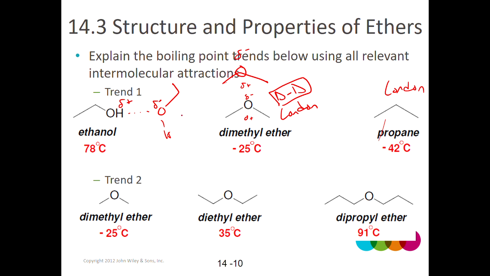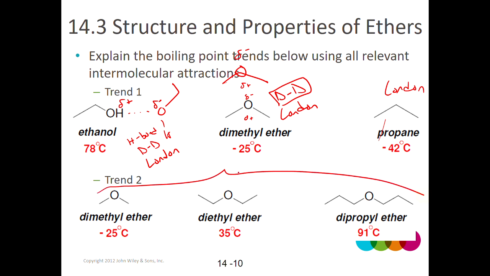So the trend one is a difference in the types of dipole-dipole attractions, London forces, and hydrogen bonds for this versus just dipole-dipole and London forces for this versus just London forces. If you have a few different ethers, then all three of these can only do London and dipole-dipole, right? This one isn't even very polar. So why would its boiling point be so much higher?